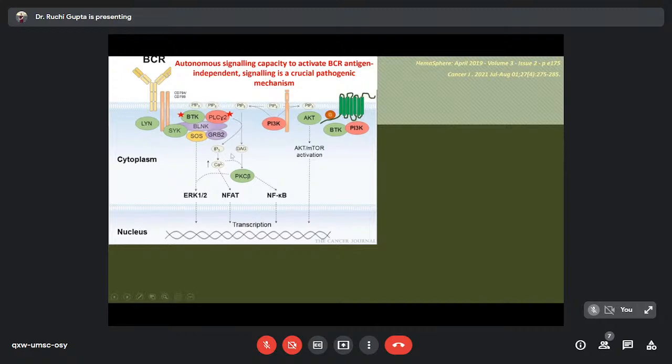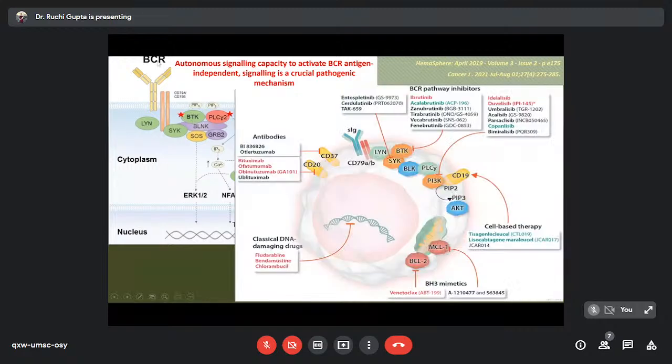So I'll just take a minute to emphasize why this is all important, because this is what is being targeted. If you look at the novel agents which are coming up, they are targeting these downstream pathways, like Bruton's tyrosine kinase inhibitors, ibrutinib. This is now being used as a standard of care therapy for treating CLL patients.